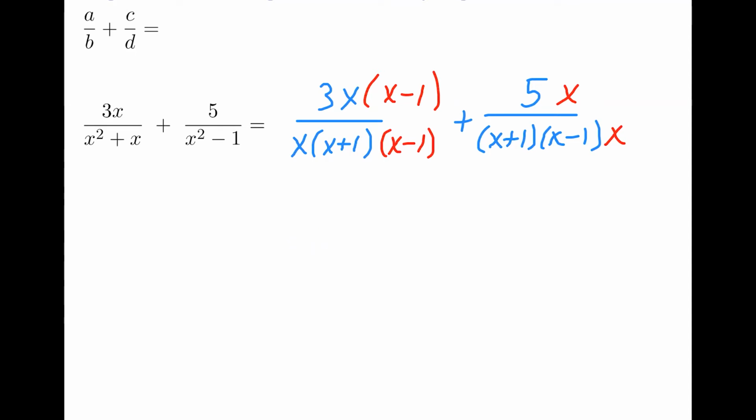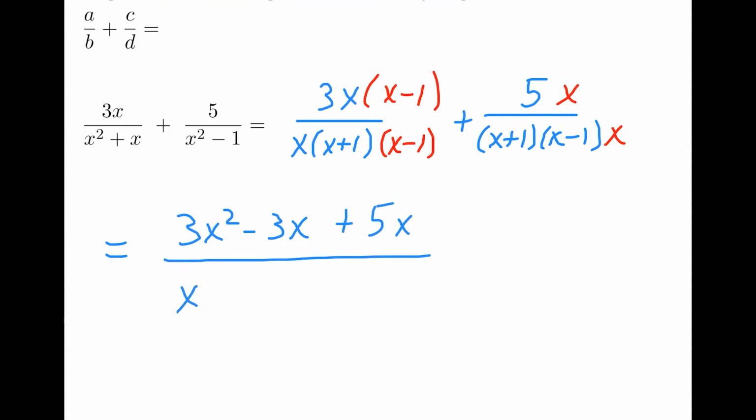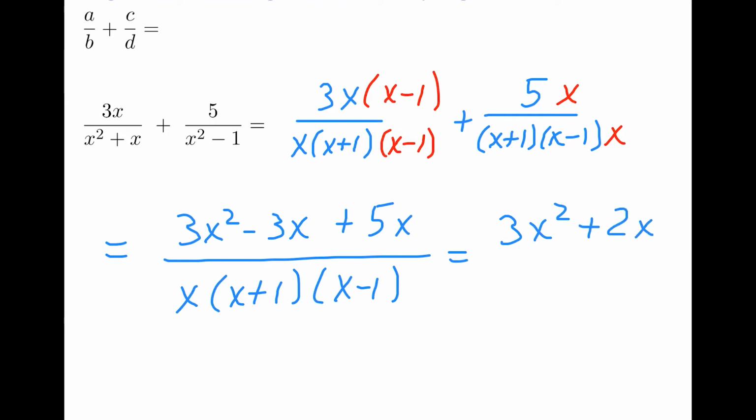So what do I get here? I get 3x squared minus 3x, so that's from doing these two. And then I get plus 5x, all divided by x times x plus 1 times x minus 1. And of course, this simplifies to 3x squared plus 2x divided by that same denominator. So we saved a little bit of computation, and we made our answer just a little bit easier to deal with in the end when we thought ahead before getting a common denominator.